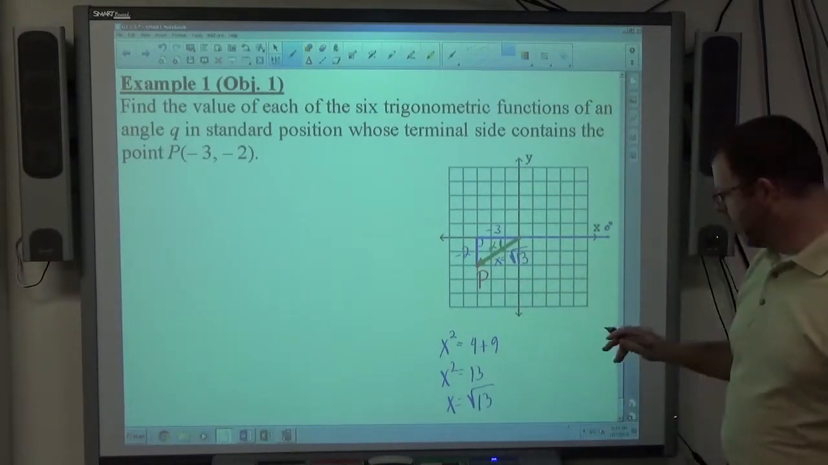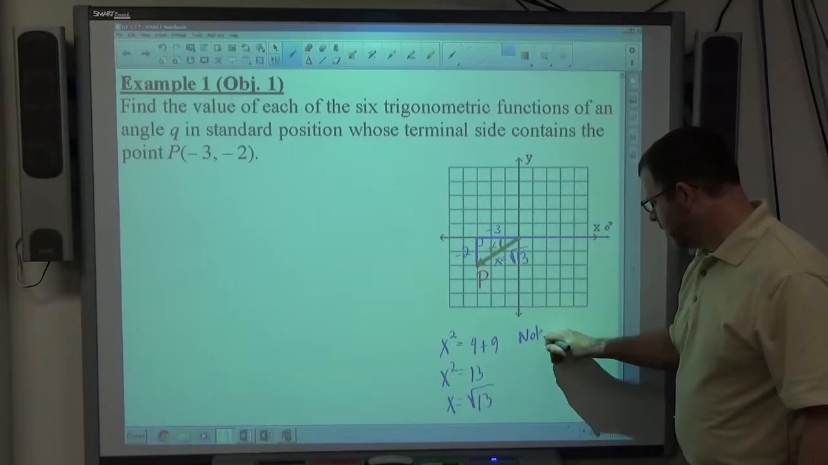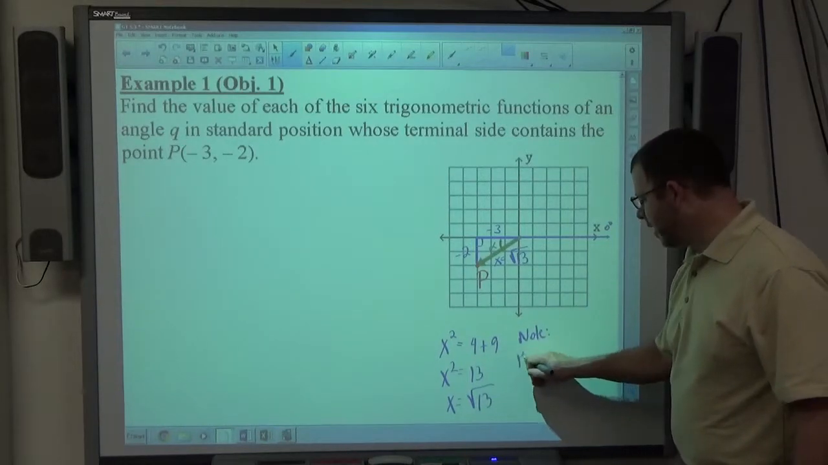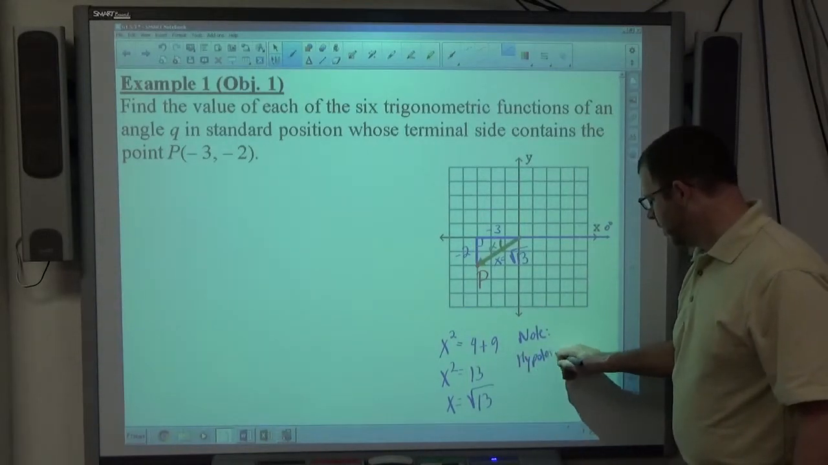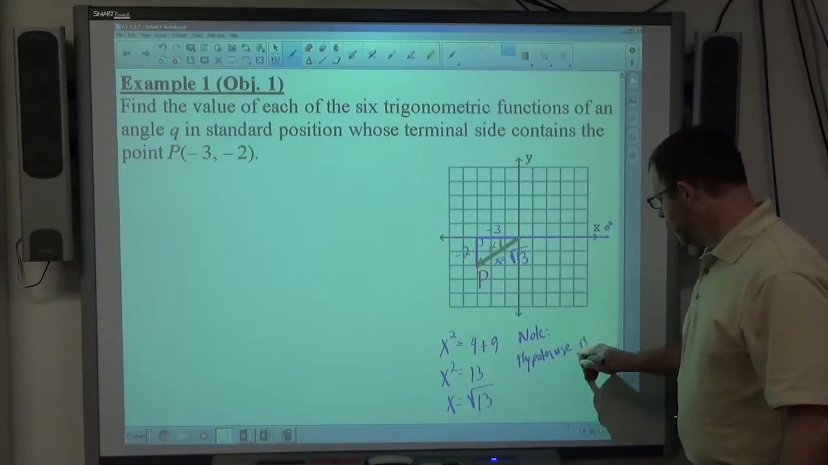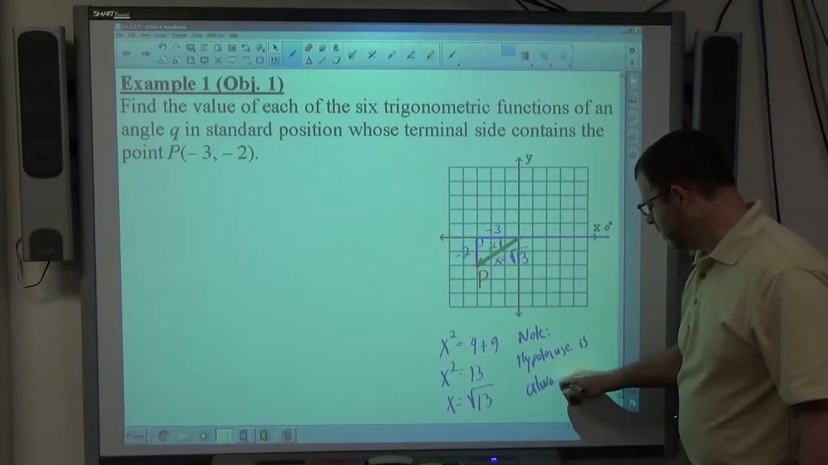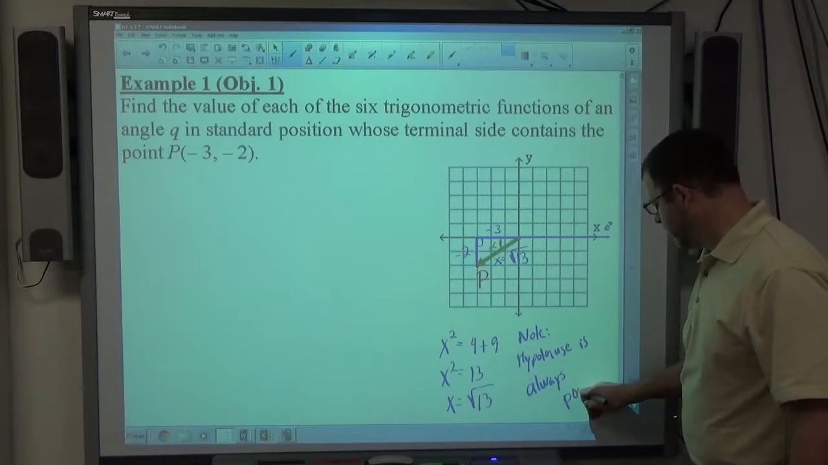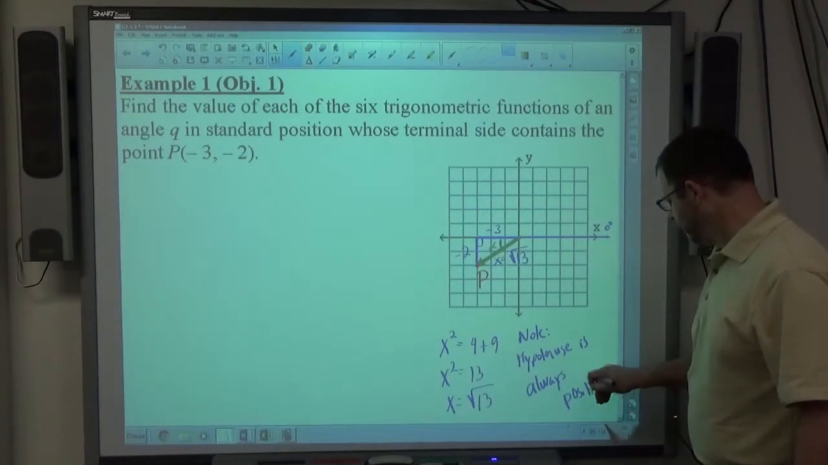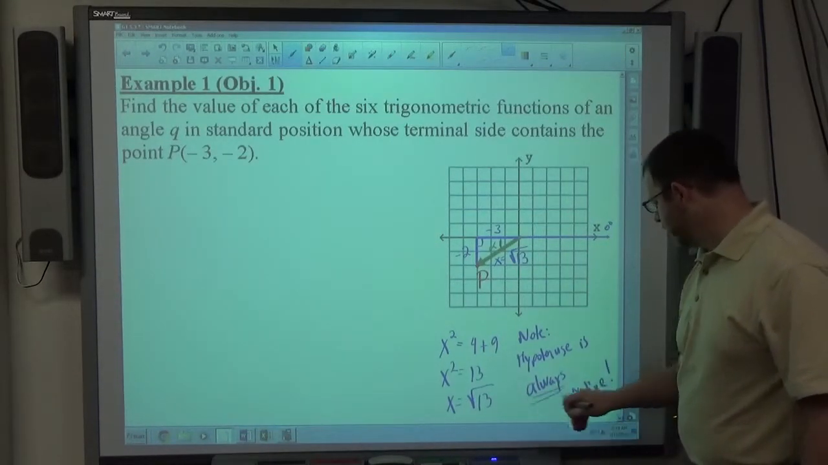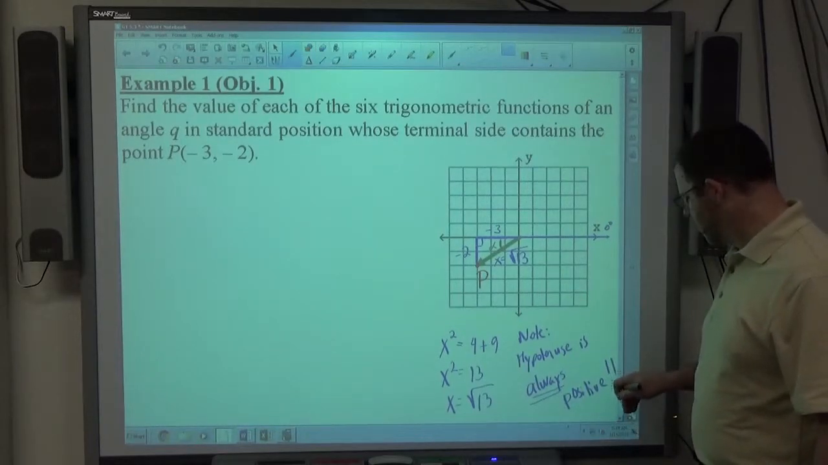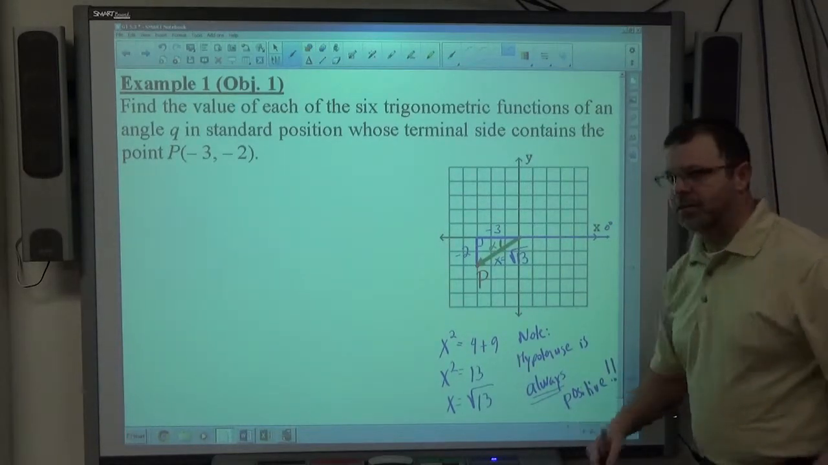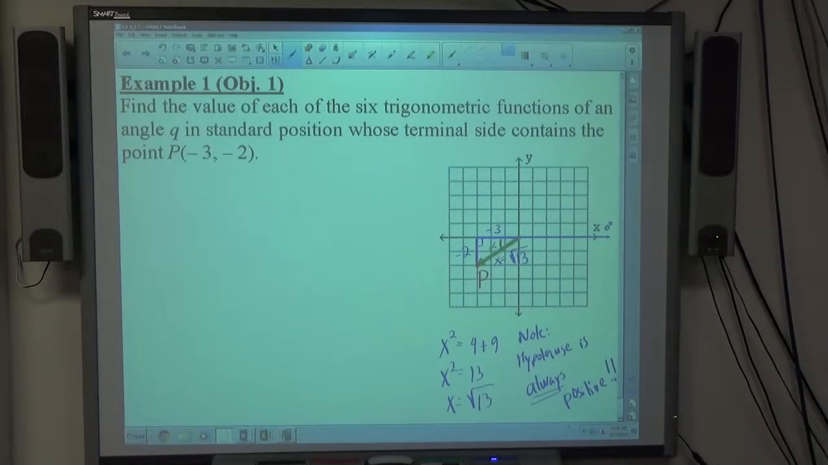Now let me just make one note here. Important note: hypotenuse is always positive. I'll underline "always" a couple times, a couple exclamation points. Hypotenuse is always positive. The legs can be positive or negative depending on direction, but the hypotenuse is always positive. Never ever negative, not even once.